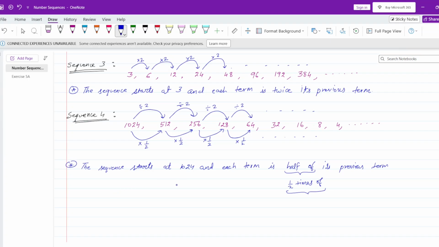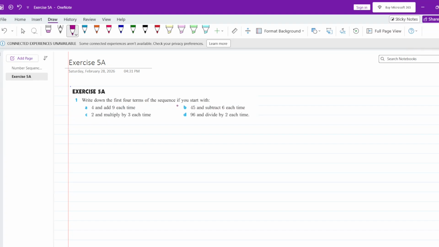So let's get started with exercise 5a and solve some problems. Write down the first 4 terms of the sequence if you start with 4 and add 9 each time. So if we start with 4 and add 9 each time, we get 4, 13, 22, 31, 40, 49, 58, 67, and so on. It is asking us to write the first 4 terms only. So this is our answer.